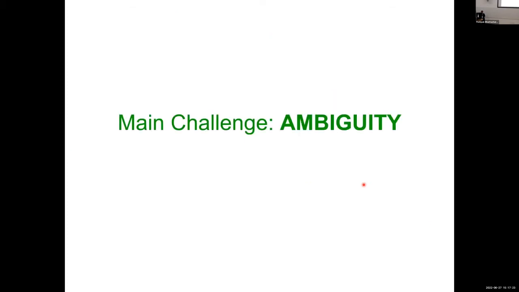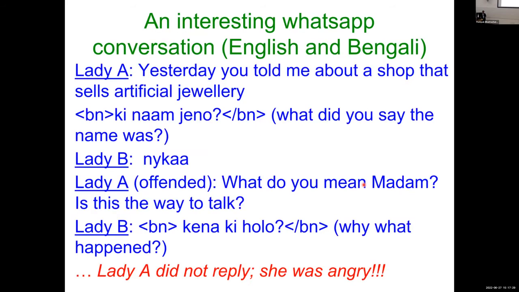Now, the main challenge in natural language processing is ambiguity. Words, phrases, sentences, all of them have ambiguity. I'd like to give you a real conversation which happened on WhatsApp. And it is very interesting to note how ambiguity arose as a concatenation of different factors. So there is this conversation between Lady A and Lady B. Lady B happens to be my wife, and she permitted me to use this example in my class presentation and so on. So Lady A and Lady B both are English educated, and they use code mixing freely. Both are Bengali native speakers, so they use both English and Bengali freely.